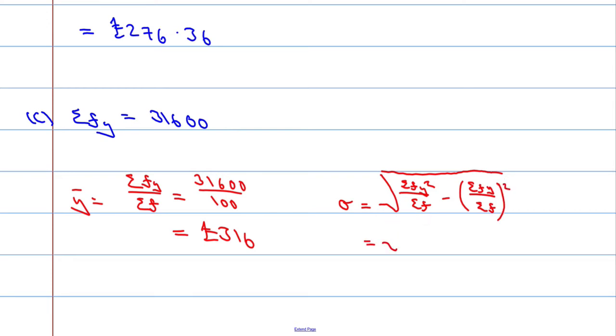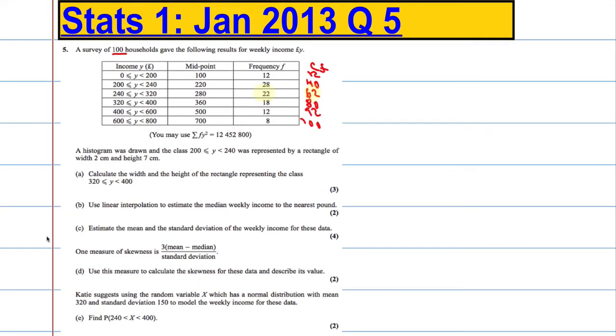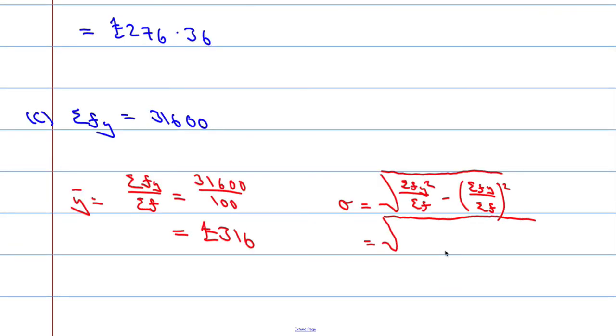Let's plug in the values. So we're going to get the square root. I need to put in all these values. 12452800. I wonder if they could have made that number any longer. Over 100 minus 31600 over 100 to be squared.